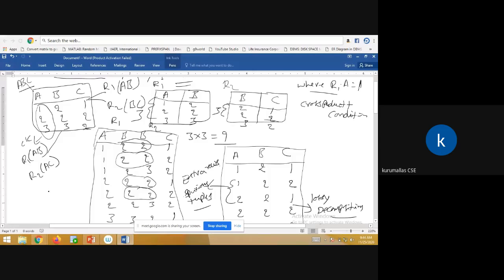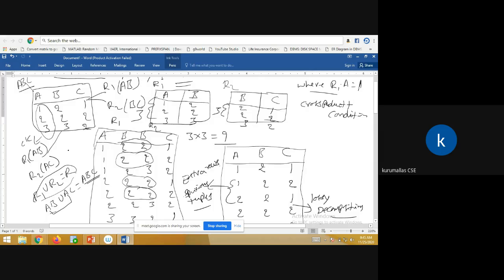Here the condition is R1 union R2 equals R, the original table. If you observe, AB union AC, we have to maintain ABC. This is the original table. Even though we are applying the union, we get ABC. A is common, and the remaining values are B and C, so that gives ABC.